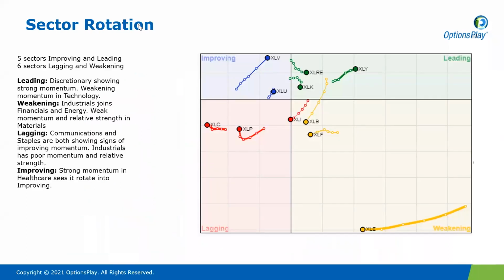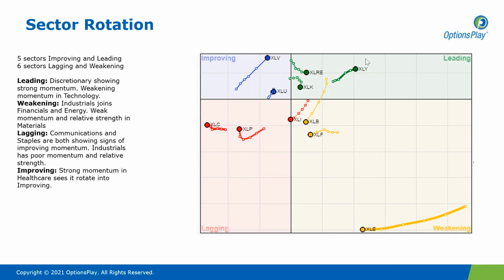And here's a sector rotational graph. As we can see, we have 5 sectors in the improving and leading category and 6 sectors in the lagging and weakening category. Last week, it was the other way around. We had 6 in the improving and leading and 5 in the lagging and weakening category. So there is maybe some signs of narrowing leadership, but nothing to be concerned of right now. I think it'll only be concerning if that continues.